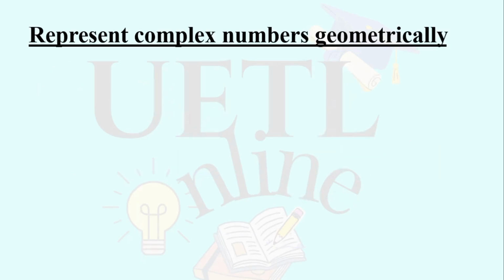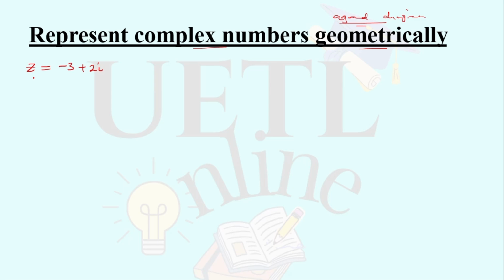Now let's talk about representing complex numbers geometrically. When it is geometric, it is an Argand diagram. Just remember that representing a complex number geometrically is an Argand diagram. I'm going to be using this complex number. Let's say z is equal to, in this case, minus 3 plus 2i.